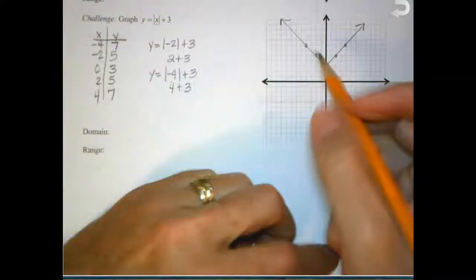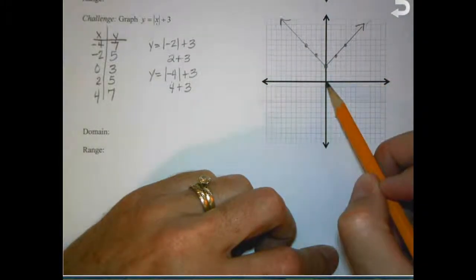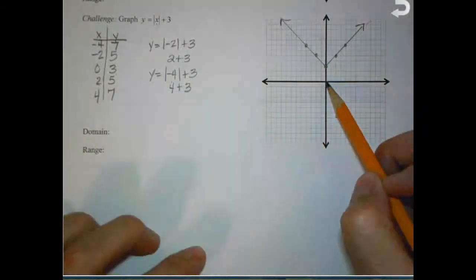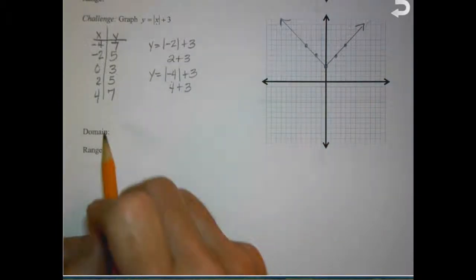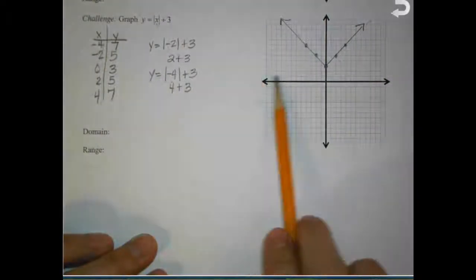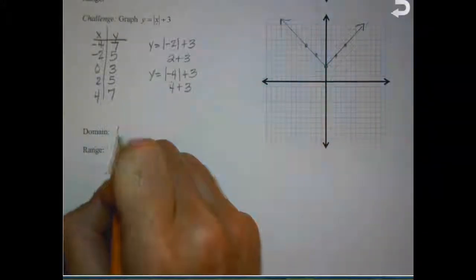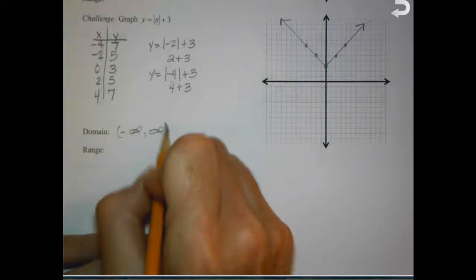And when I graph it, it still has that characteristic V shape. It's just not touching the x-axis, and that's perfectly reasonable. Now, my domain, remember I could use any values. Any values across here will have a corresponding point on the graph. So it's negative infinity to positive infinity.